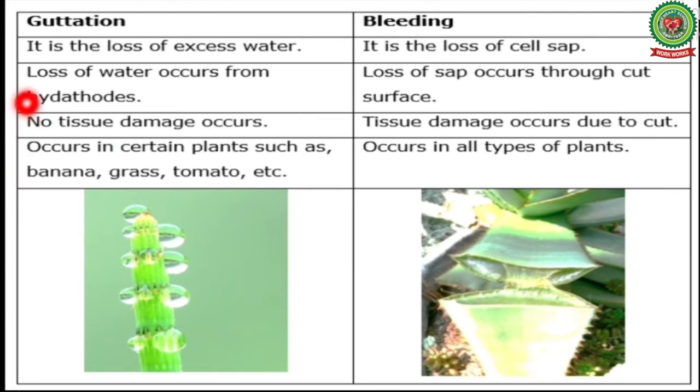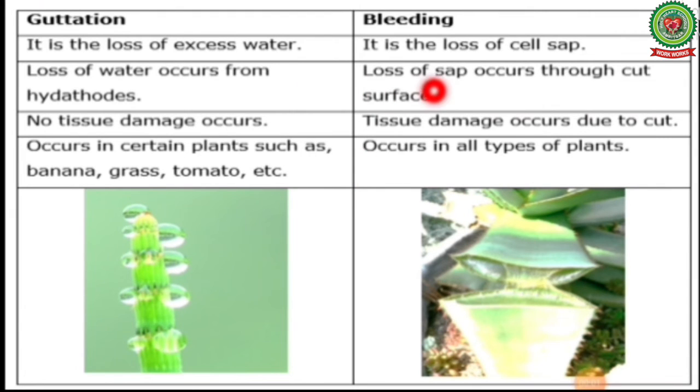In guttation, loss of water occurs from hydathodes. Hydathodes are specialized pores present on the leaf margins that exude drops of water. The exudation of water as drops from tip or margins of leaf is called guttation. Guttation occurs in certain plants such as banana, grass, tomato, etc.